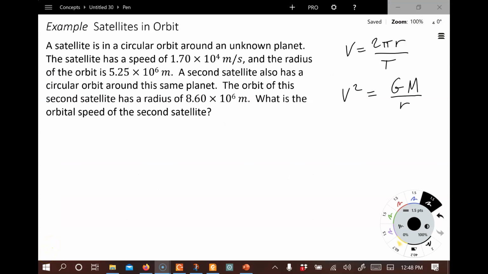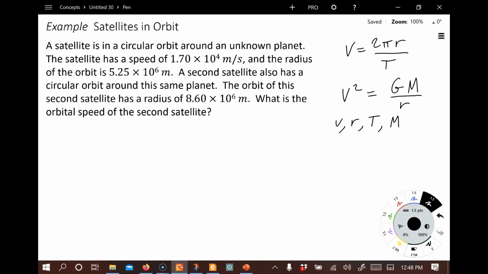So we've copied down our two equations. We can see there's four variables shared between them. We've got V, we've got R, we've got T, and we've got M. G, capital G, is just Newton's constant for universal gravitation, which we can look up when we need it. Now, if you're going to solve a problem with a single satellite, then of course you can use these equations.